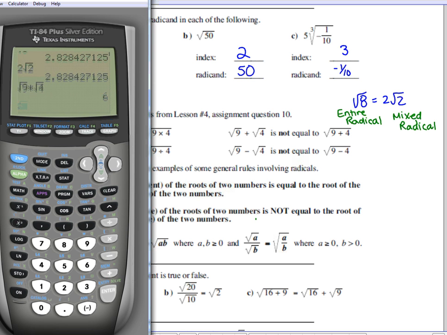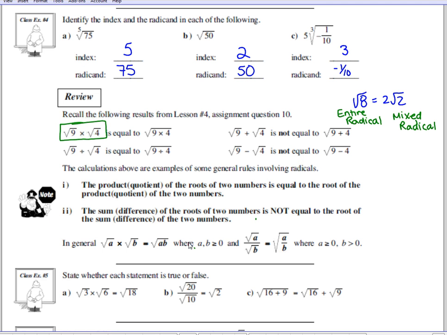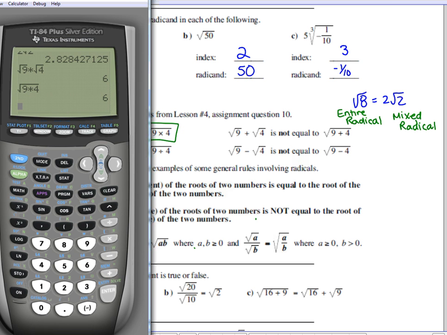Now, square root of 9 times 4, all under one square root. What's 9 times 4? 36. What's the square root of 36? 6. Those are equal to each other, okay? These are equal. So that's really important. That's going to lead into a whole bunch of stuff we do. Okay, root 9 divided by root 4, versus root 9 over 4. Guess what?